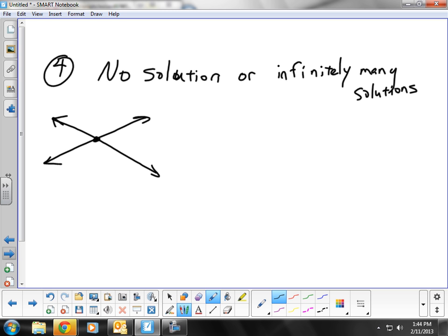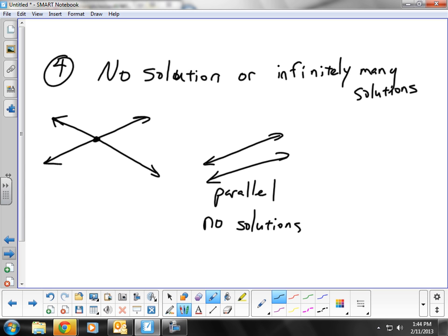They could be parallel. If the 2 lines were parallel, they would have how many solutions? They would have no solutions because they're not going to intersect. There's never going to be a point that makes this line true and this one, right? Never a point that you can put into both of them and both of them make true statements, right? Because they don't ever meet.